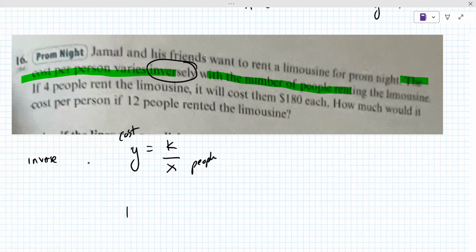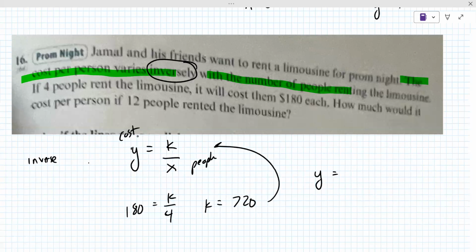I mean, it's $180, k over x, k over 4. So k is 720. We rewrite that. So it's y equals 720 over x. And then if 12 people are in there, it's only $60.